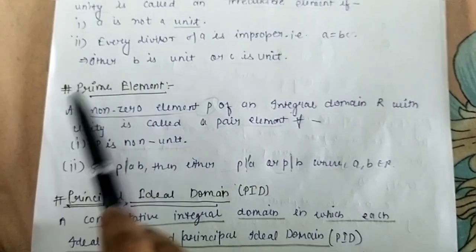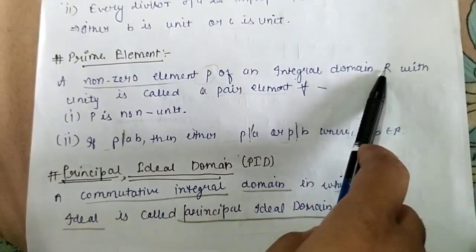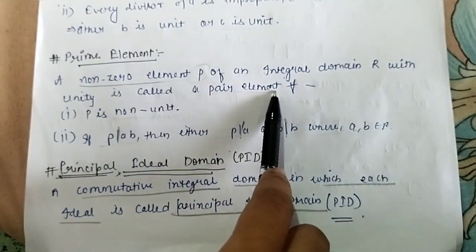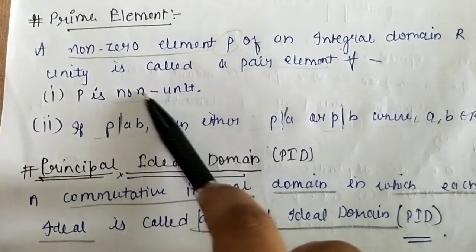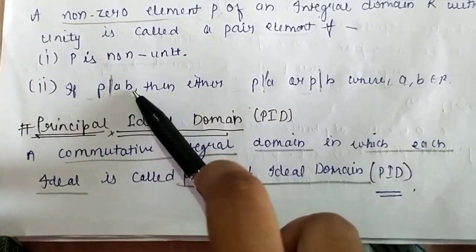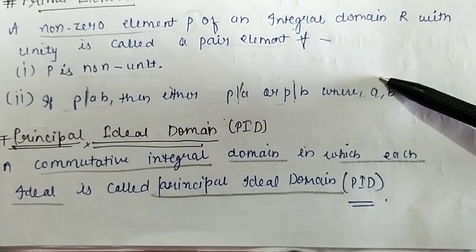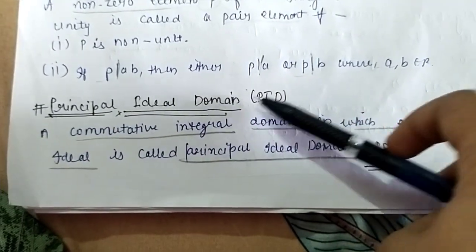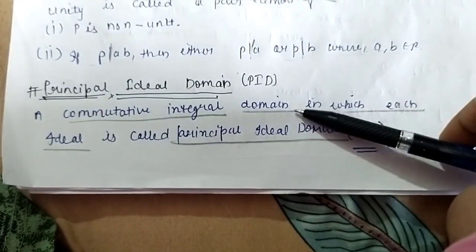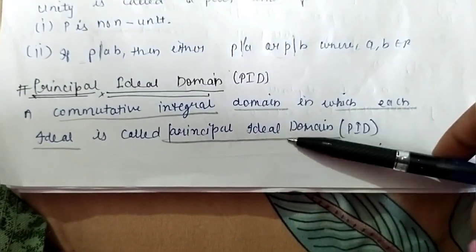Prime element, what is a prime element? A non-zero element p of an integral domain R with unity is called a prime element. First, p is not a unit. If p divides ab, then p divides a or p divides b, where a, b belong to R. Now what is a principal ideal domain? PID: a commutative integral domain in which each ideal is principal is called a principal ideal domain.